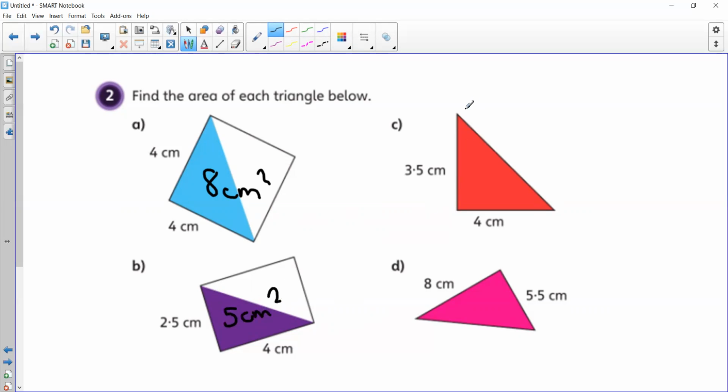Okay, because remember, I'm finding out the whole rectangle, and then I'm halving it. So 4 times 3 is 12, 4 times a half is 2, so it'll be 14 centimeters for the whole rectangle. Halve it, then will be 7 centimeters squared.